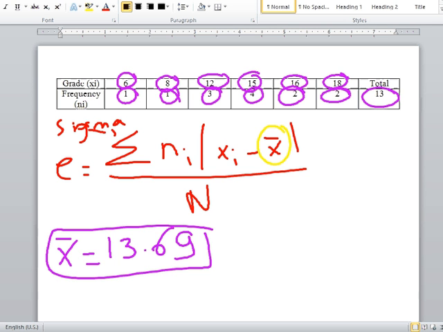Then you do the absolute value of xi minus x bar times each frequency. So I will make it here.